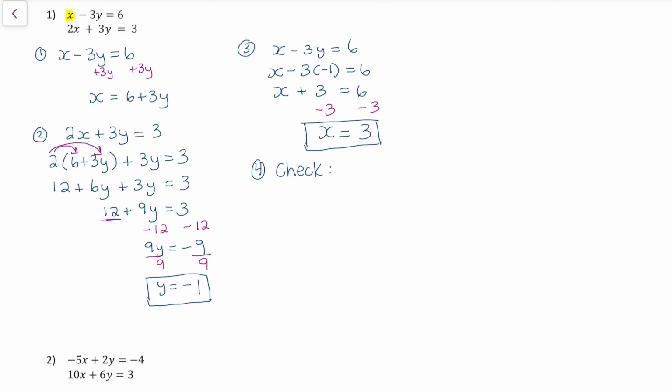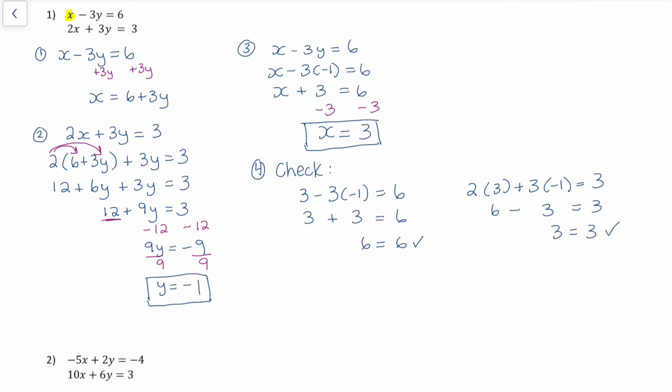So I'm going to take x equals 3 and y equals -1, and I'm substituting that into my first equation, and I'm checking to see if my left-hand side and right-hand side match up. So I get 3 plus 3 equals 6, or 6 equals 6, so it worked there. And my second equation is 2 times 3 plus 3 times -1 should equal 3, and I get 6 minus 3 equals 3. So 3 equals 3, and I know I did it right.